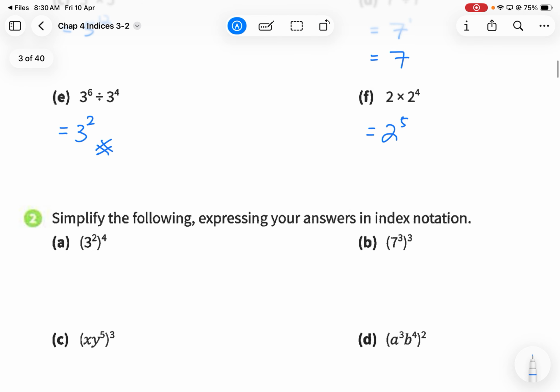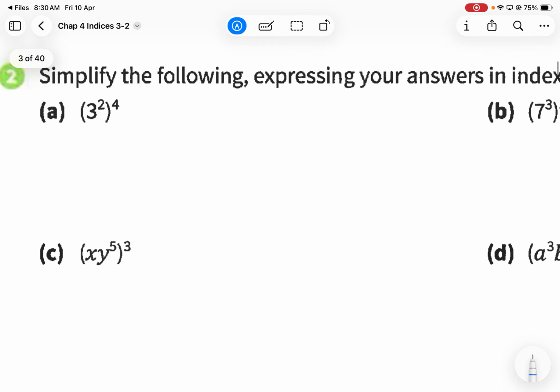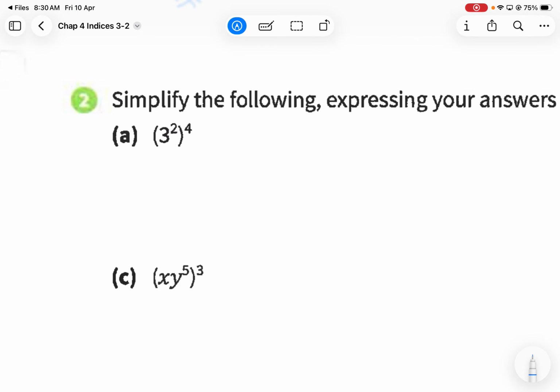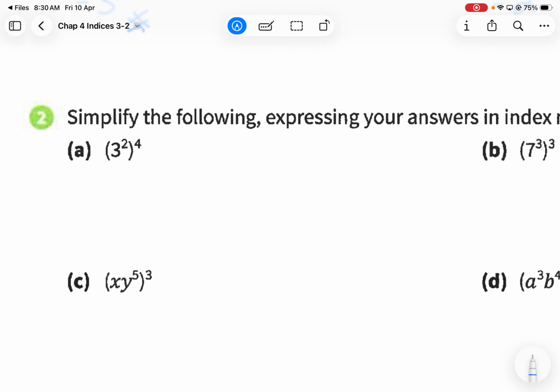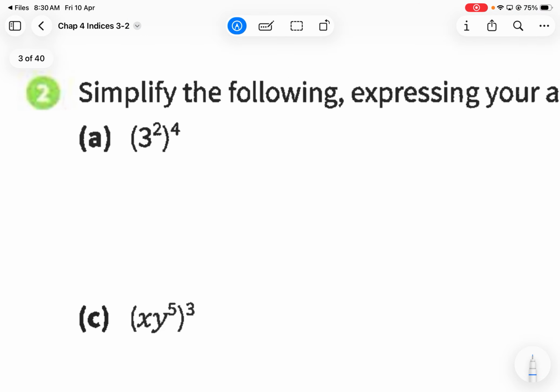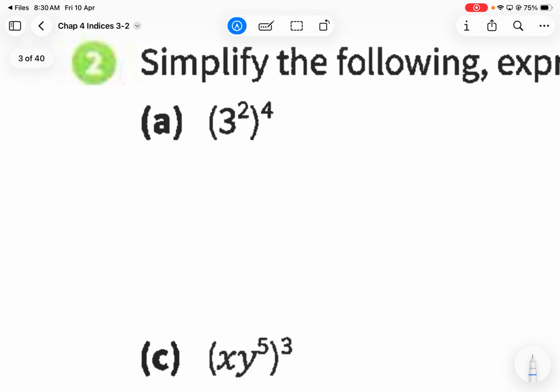Okay? Where did you get 2? Why? 2 to 4, because it's 4, there's nothing there. Add 1 plus 4 will become 5. So 2 to the power of 5. Okay? For question 2.